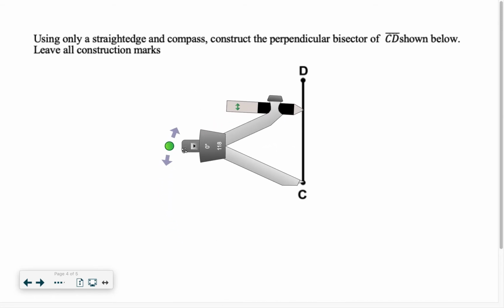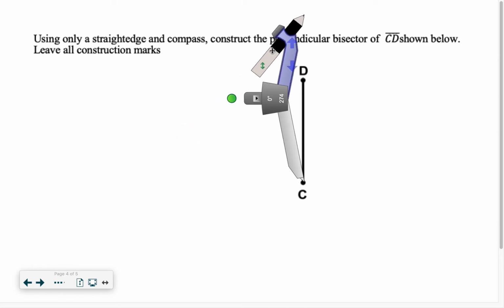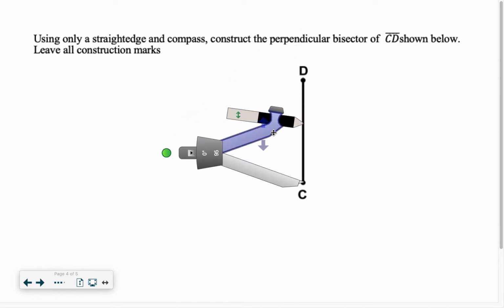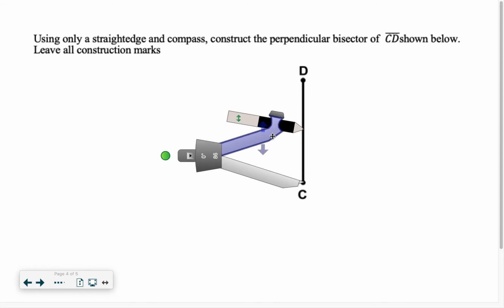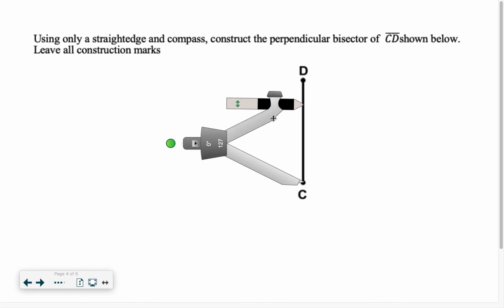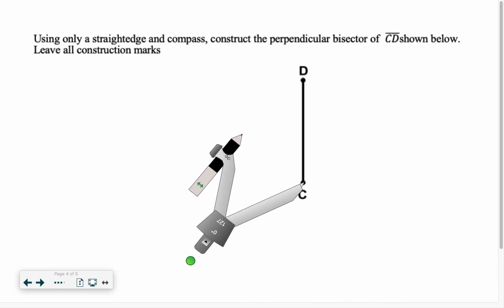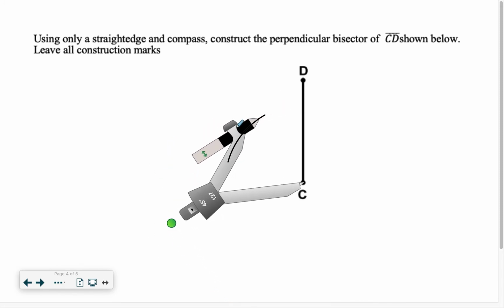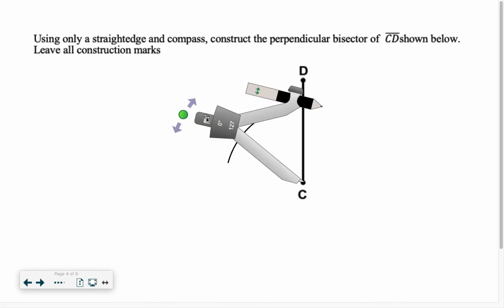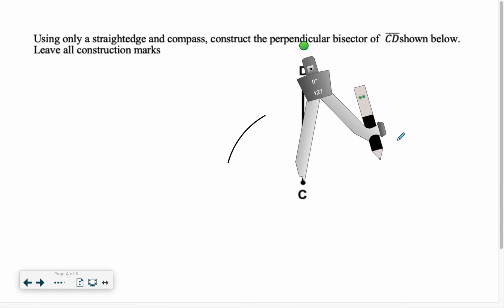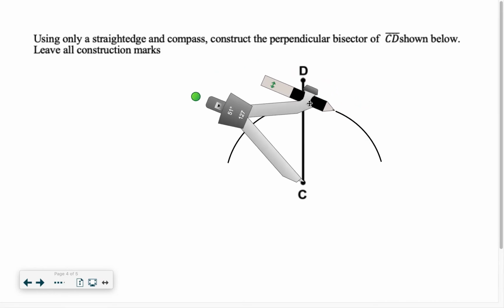But first, make sure that you open your compass more than halfway of the segment, okay? It could be up here, it could be out here, it could be here. It cannot be here. Just make sure it's more than half. That's appropriate. And let's make an arc somewhere in the center, okay? And you do the same thing on the other side, somewhere in the center, okay?